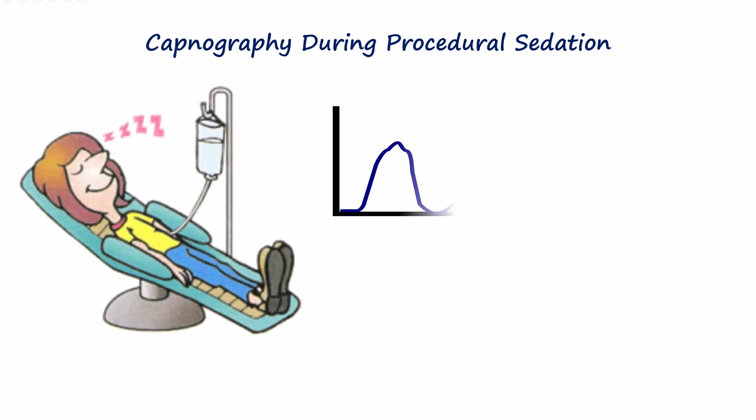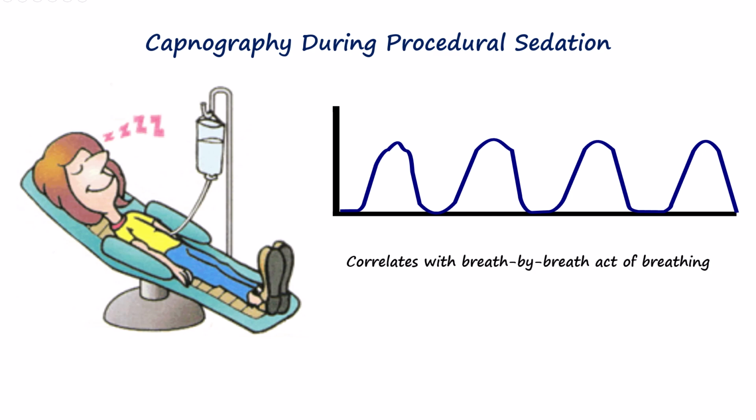Capnography serves as an indicator of ventilation and provides a real-time assessment of a patient's respiratory status because the waveform directly correlates with the act of breathing. Unlike pulse oximetry, which reflects oxygenation and can delay detection of hypoventilation or apnea by several minutes, capnography identifies ventilatory compromise instantly, even before oxygen desaturation occurs. This makes it particularly valuable during procedural sedation where respiratory depression is a known risk. For optimal patient safety, capnography should always be used alongside pulse oximetry during procedural sedation.